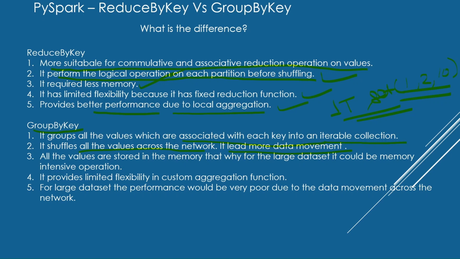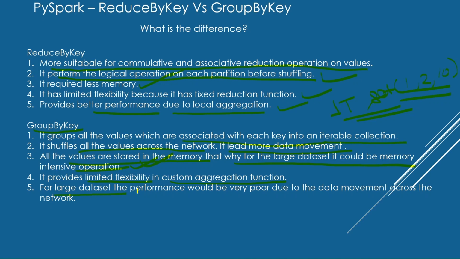That leads to a lot of data movement, and the performance becomes very slow. All the values are stored in the memory. That's why a large data set could make this a very memory intensive operation. It also provides limited flexibility for custom aggregation functions. If you want to write a custom aggregate function with group by key, it provides very limited flexibility, because it is very easy to use and doesn't require complex logic to perform the aggregation function. That's why it does not provide more flexibility to write a custom aggregate function.